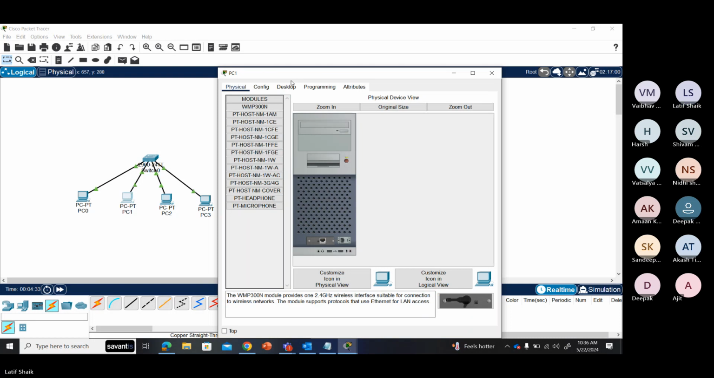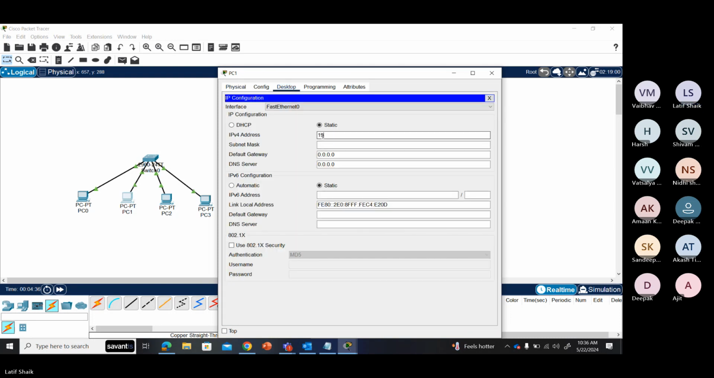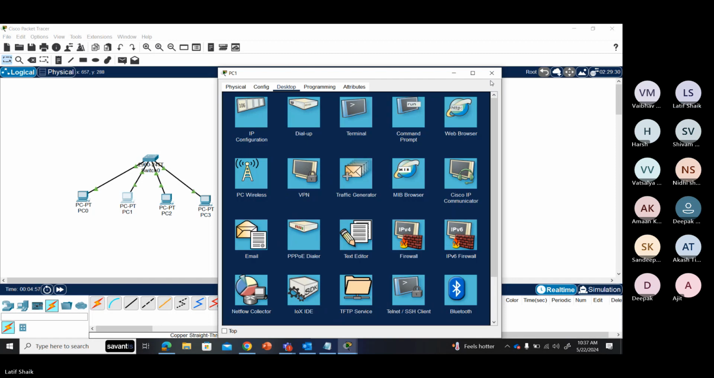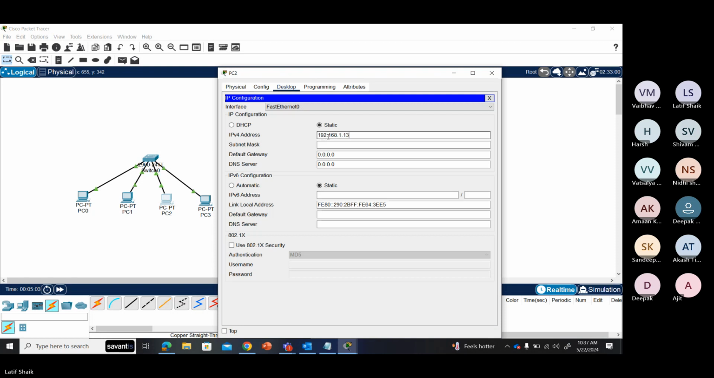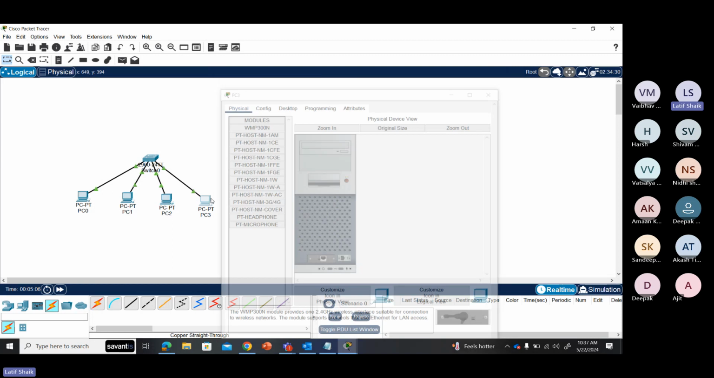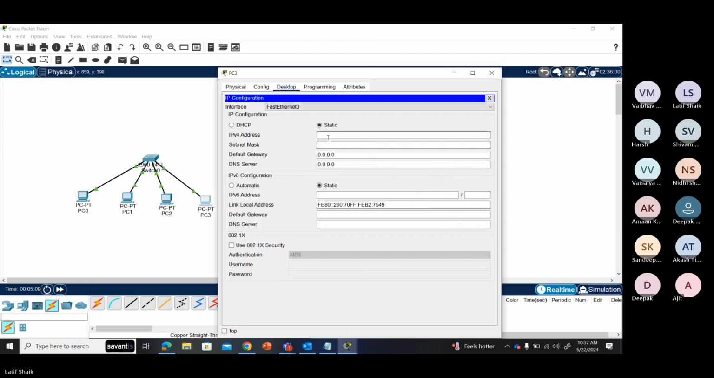Same goes for other devices, and I must configure them in the same network. In the same network means, this is class C: the first 3 portions are the network portion, and the remaining part is the host portion. That is common for everyone. It's class C, so the first 3 portions must be the same.